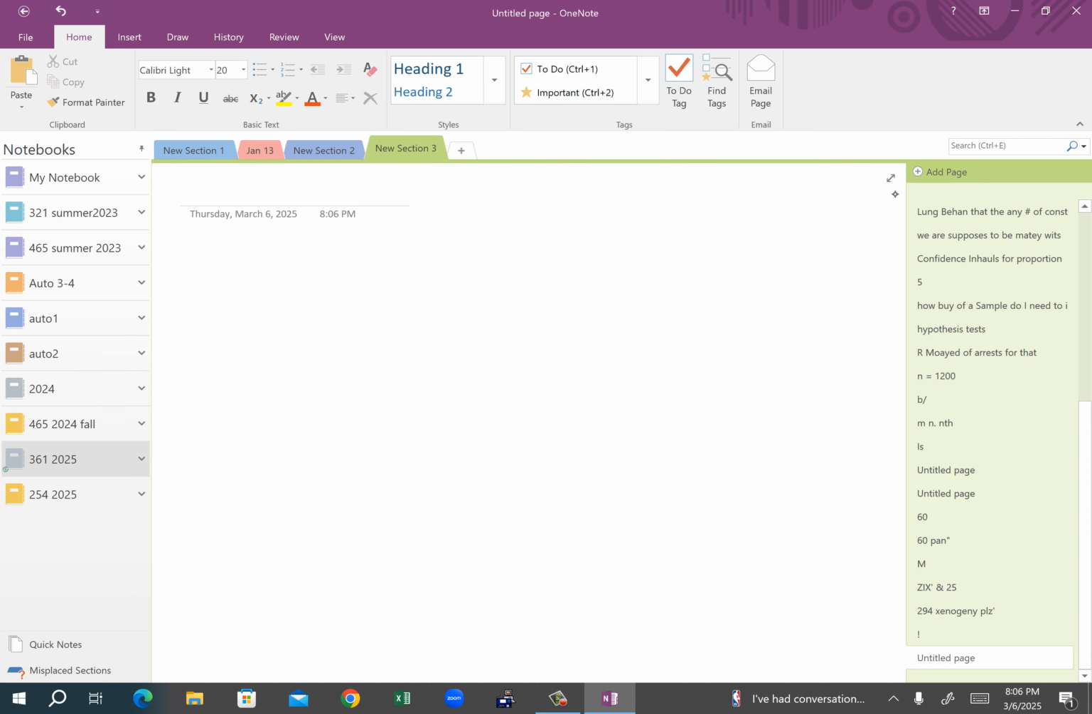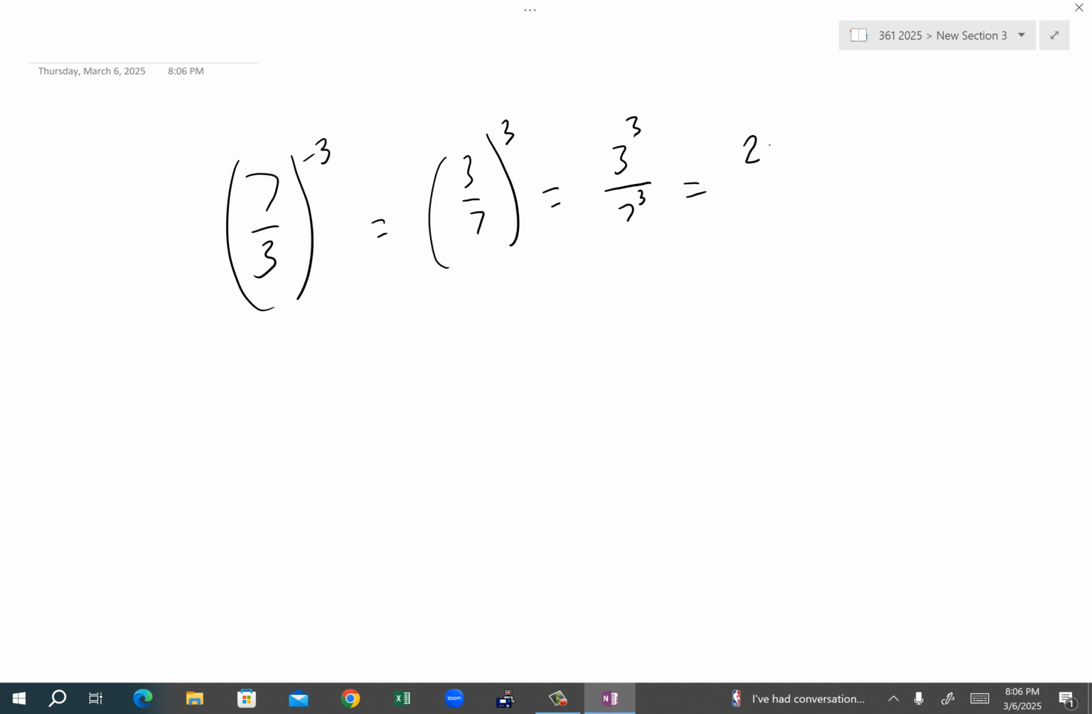No, sure can't. So what if you had this guy? 7/3 to the negative 3 power. Well, let's flip it first. So 3/7 to the 3rd power. Now, this is the same as saying 3 to the 3rd divided by 7 to the 3rd. So that's going to be 27 over 343, of course. That's your final answer. Okay.